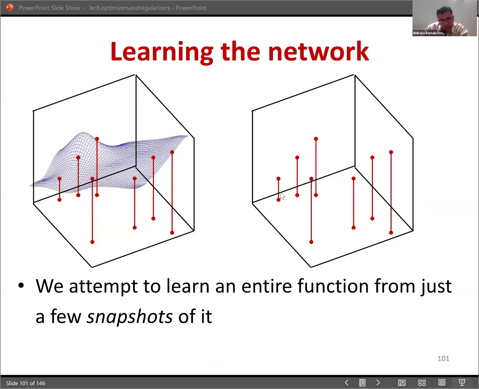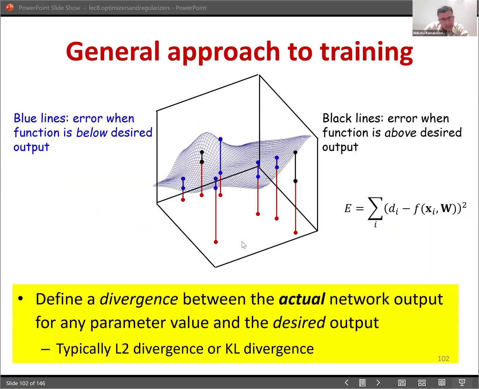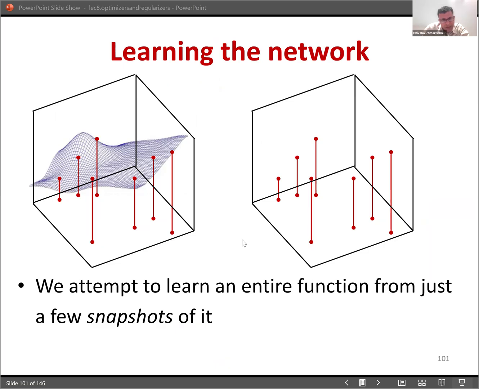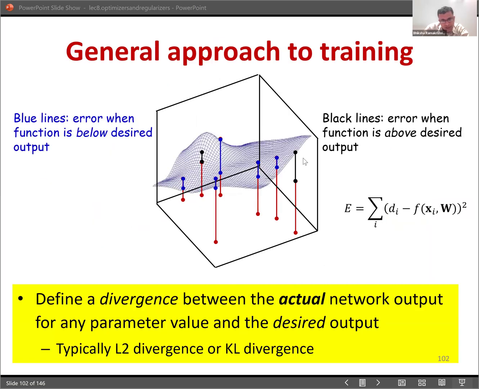So I did also make some claims which might not entirely be true. We said we attempt to learn an entire function from just a few snapshots of the function, some input-output pairs, right? And the way we did it was that the current network gave you some function, the desired output gave you a different function, and you defined a divergence between the desired and the actual outputs of the network at these training instances, and you try to minimize this average divergence, which is L2 or KL, right?